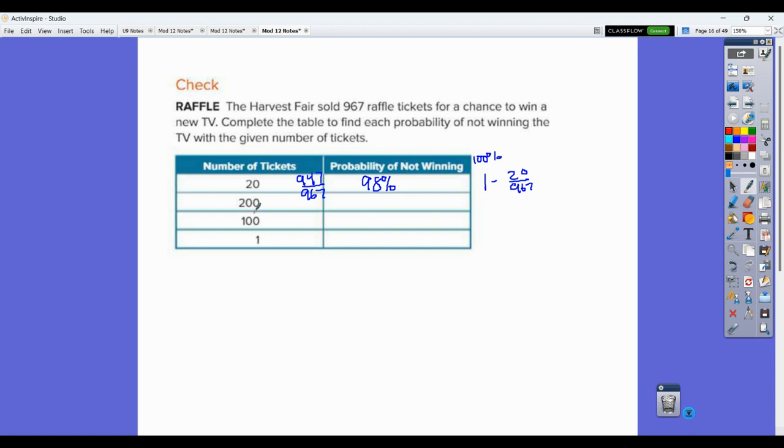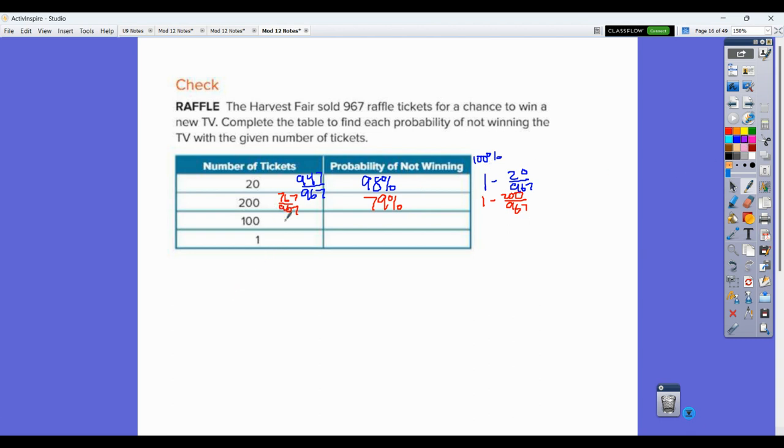If you buy 200 raffle tickets, then you would either do 767, so I just subtracted 200 from this, out of 967, or you would do 1 minus 200 out of 967. And again, it doesn't matter which one you do. And you would get a 79% chance of not winning. So still not great, even though you bought 200 raffle tickets.